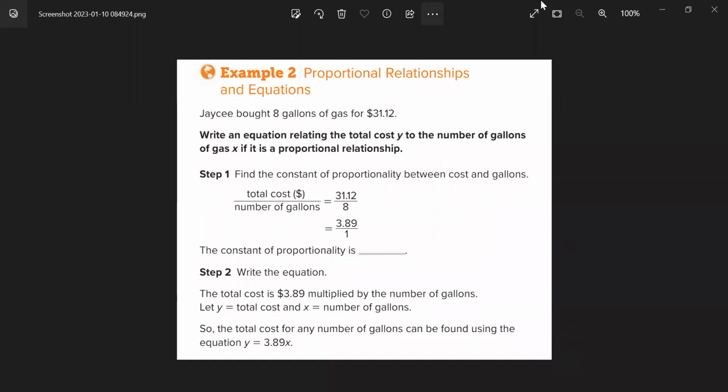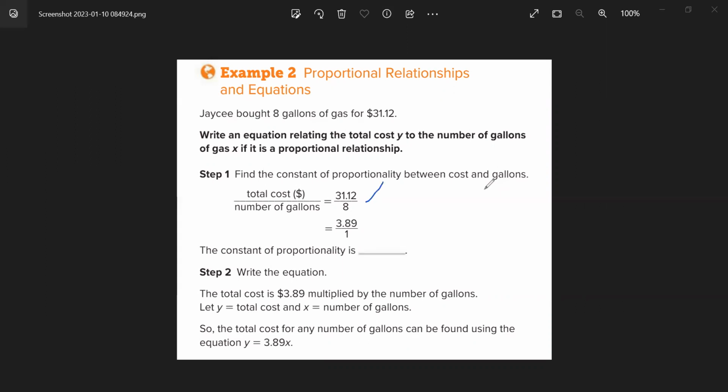In example number 2, we see the following. JC bought 8 gallons of gas for $31.12. Write an equation relating the total cost, y, to the number of gallons of gas, x, if it is a proportional relationship. Find the constant of proportionality between costs and gallon. So we need to do the same thing, right? We need to divide. How much would it be for 1 gallon?